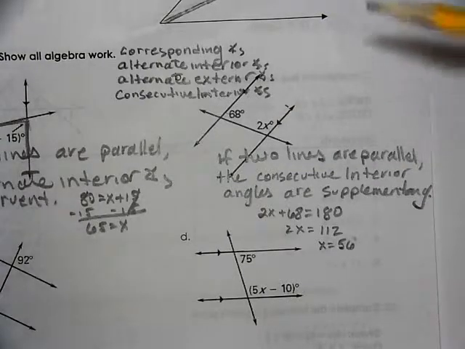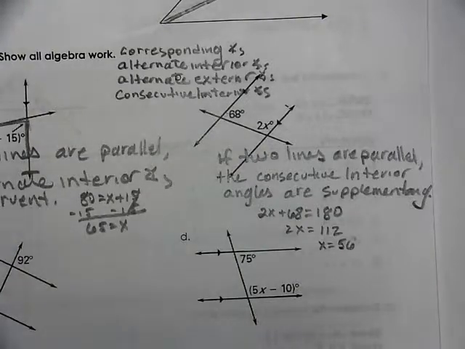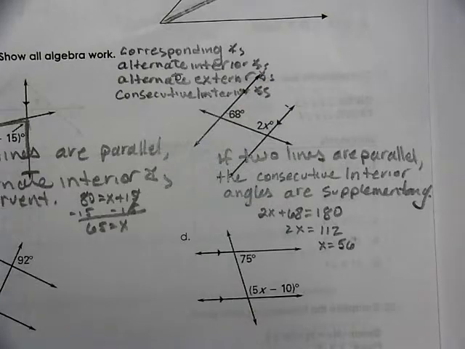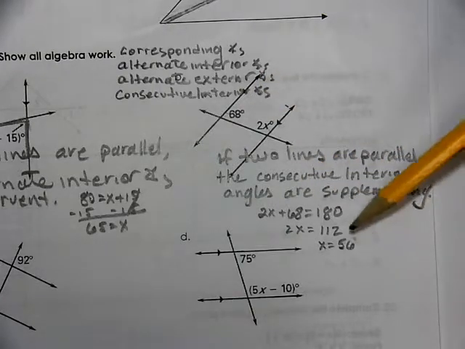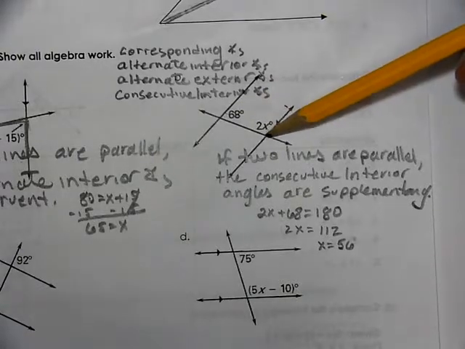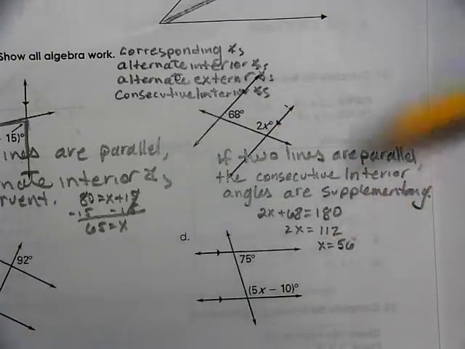Wait a minute, what's not making sense here? Okay, at first I was thinking they were equal to each other. No, they add up to 180. So if this is 68 and this is 112, the value of x itself is 56.